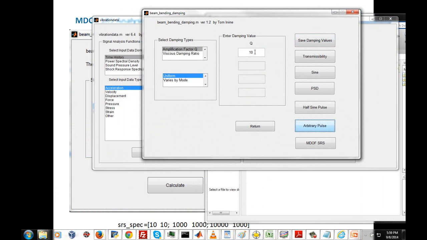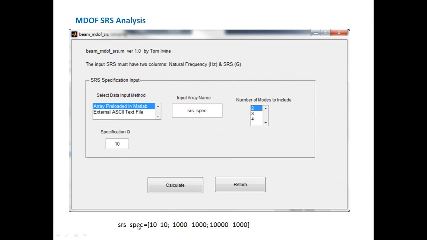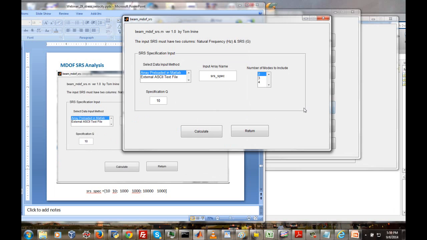So this was the dialog after we had done our normal modes analysis. We had entered in our Q value for uniform modes, we've already looked at transmissibility, and we took a look at arbitrary pulse. So if we go back to here and do our multi-degree of freedom SRS analysis, then we can put in our SRS spec. Those are the breakpoints that we called in earlier, and these breakpoints are down here as well, just as a reminder.